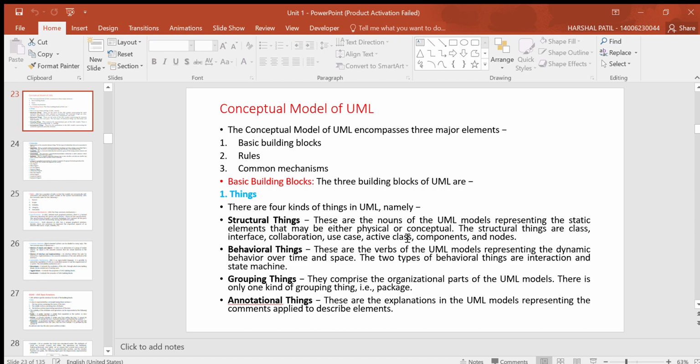Behavior things are the verbs of the UML model, representing dynamic behavior over time and space. The two types of behavior things are interaction and state machine. Grouping things comprise the organizational part of the UML model. There is only one kind of grouping thing: package. Annotation things are the explanation in the UML model, representing the comments applied to describe elements.